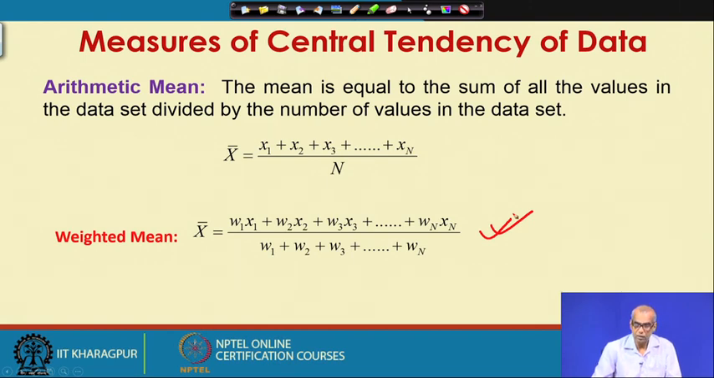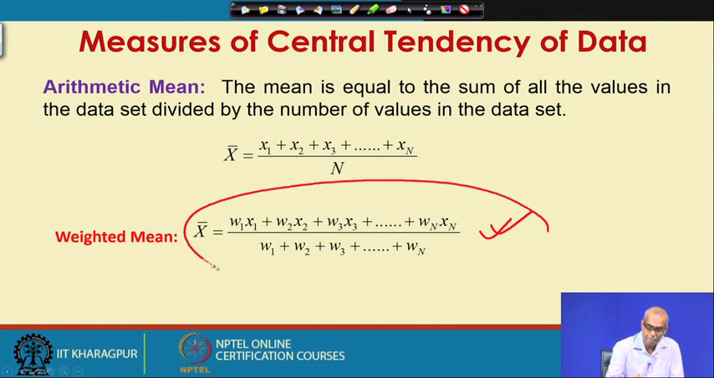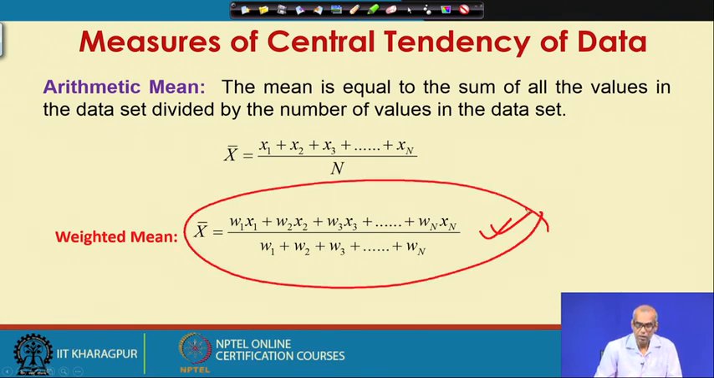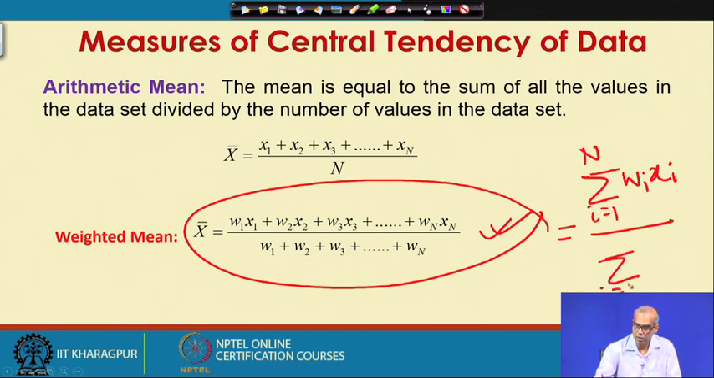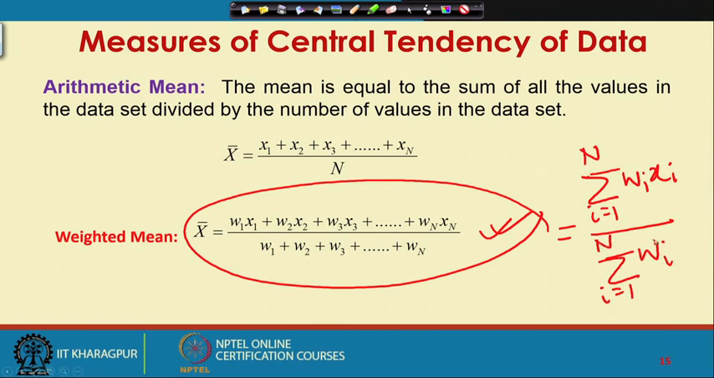So, weighted mean is defined as W1 x1 plus W2 x2 up to Wn xn, divided by W1 plus W2 up to Wn. So, you can write it as sigma i equal to 1 to n of Wi xi, divided by sigma i equal to 1 to n of Wi. So, this is weighted mean.